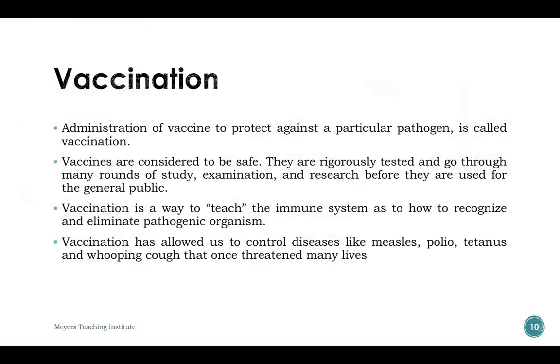Next topic is vaccination. Administration of a vaccine to protect against any particular pathogen is called vaccination. Now, the body's immune system is suitable to protect us from any pathogens that can cause an infection. It is a very efficient system, most of the time. However, there may be a certain time when these pathogens may overwhelm or be stronger than our own immune system. That is the time when we feel that we have got an illness and we need medication. So vaccinations are a way to teach our immune system how to recognize and eliminate the pathogenic organism. So it's basically preparing ourselves to deal with any kind of invasive pathogen.